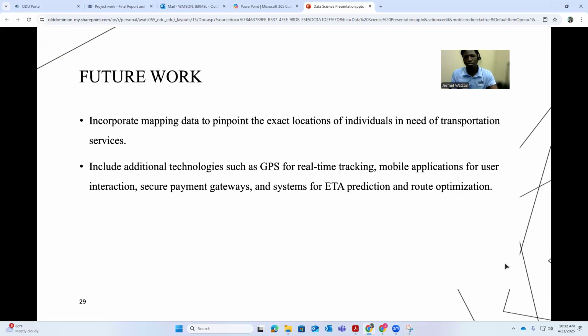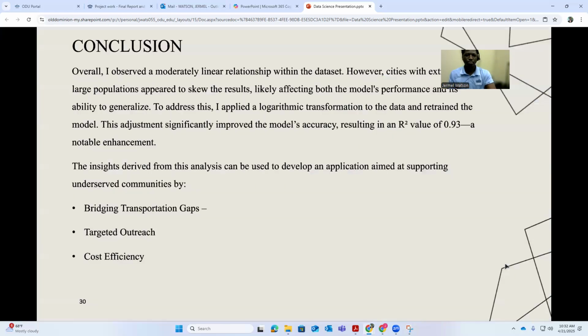Future work can include incorporating mapping data into our application or including additional technologies such as secure payment gateways or GPS for real-time traffic tracking of users.